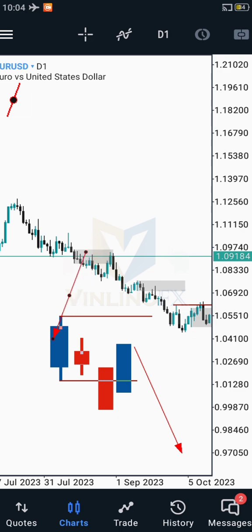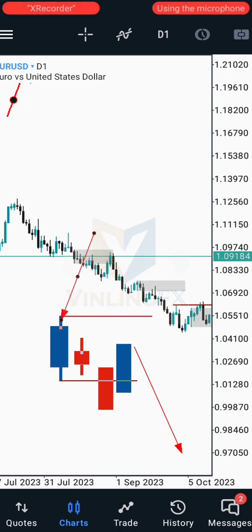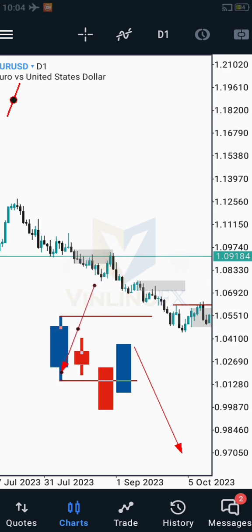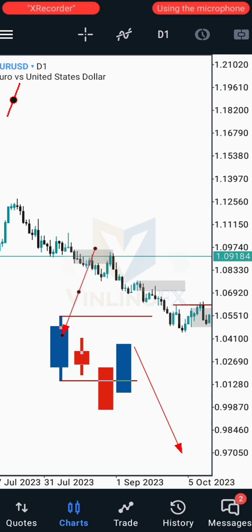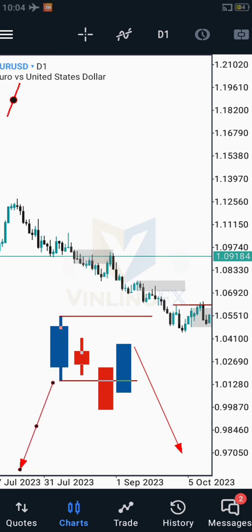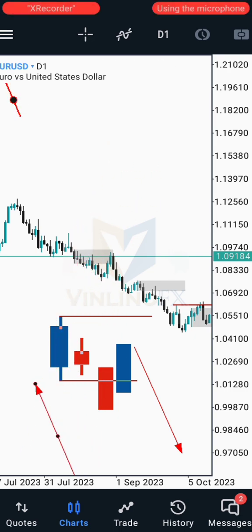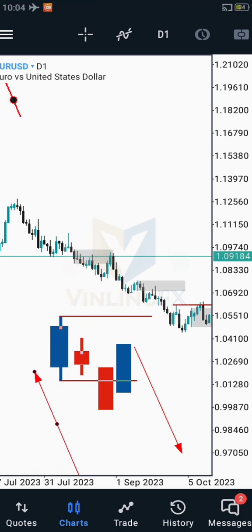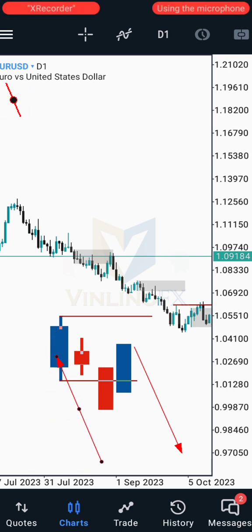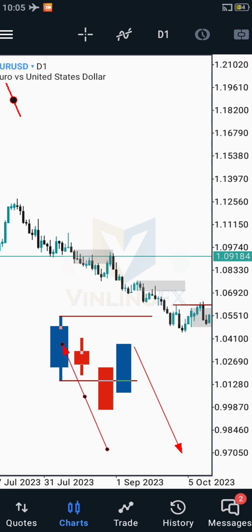Now, this is the structure of the type 2 schematic. We have a big bullish candle. This should have been an uptrend to have this big candle. So this is a reversal.